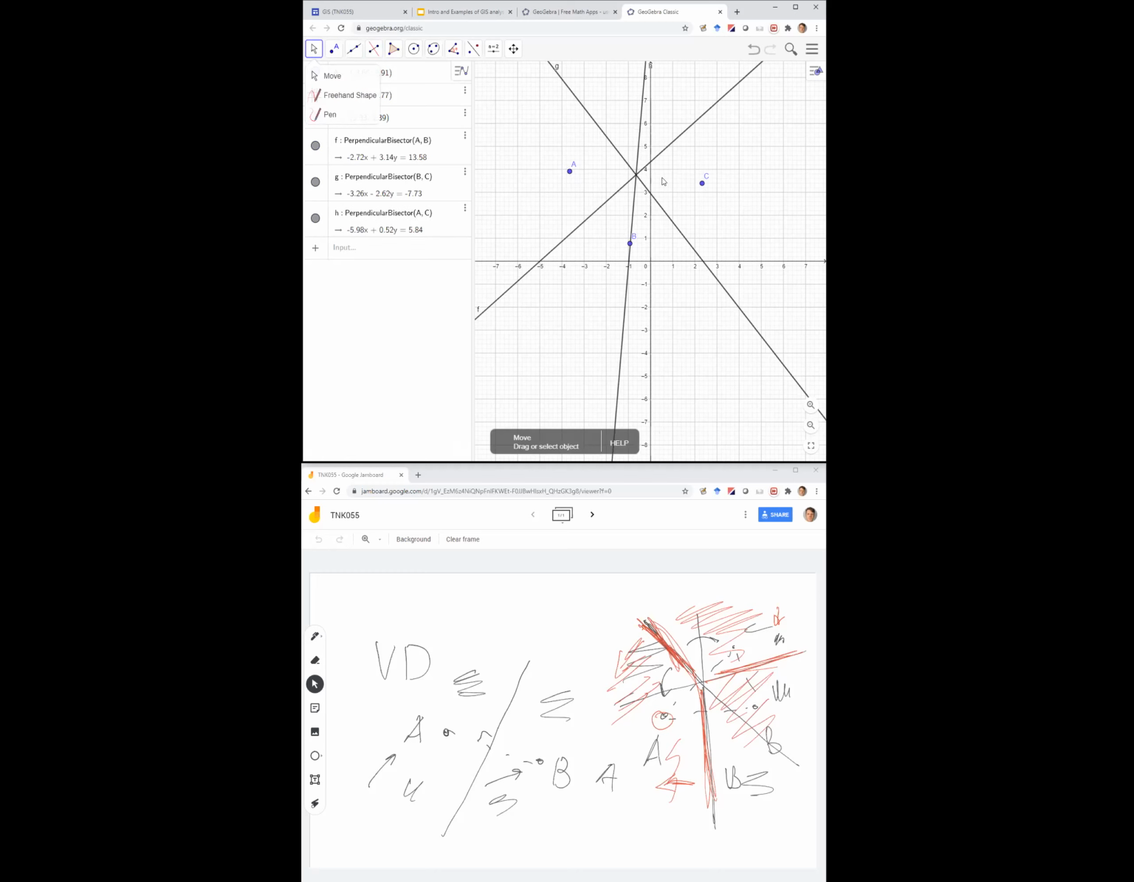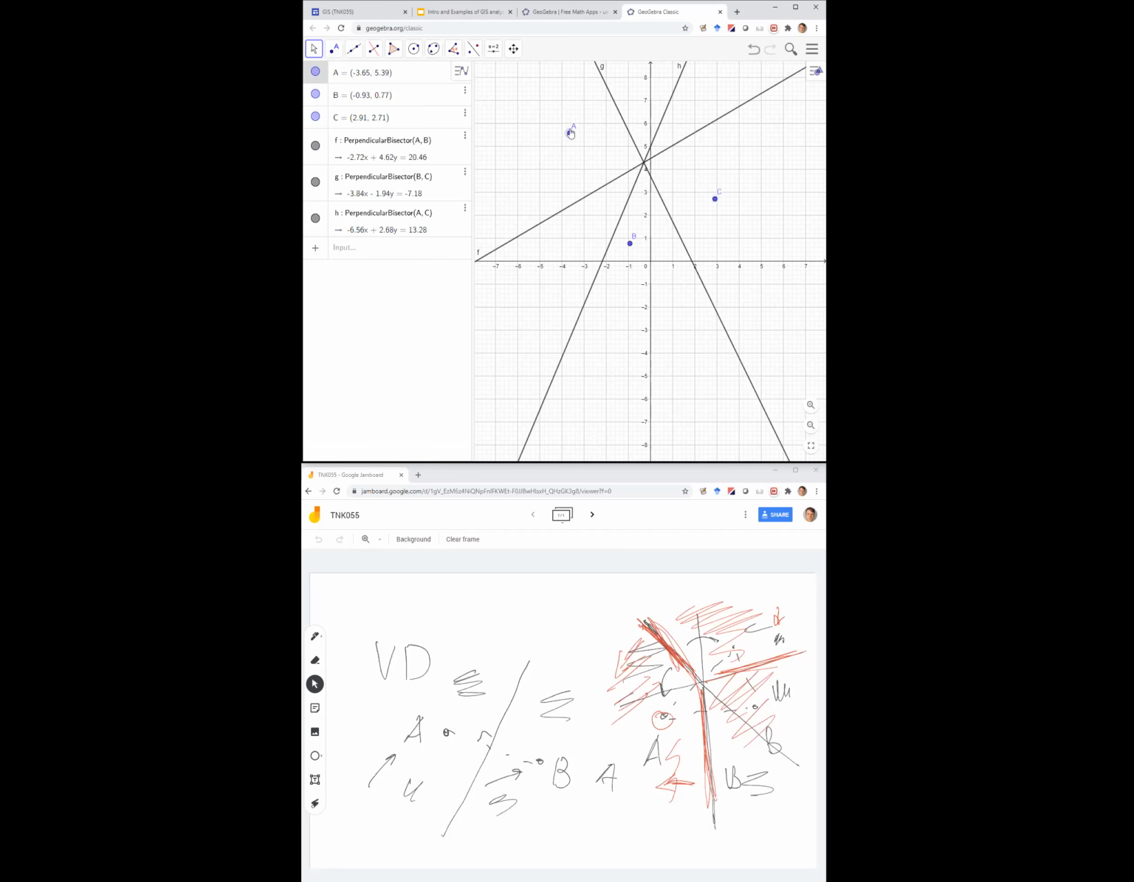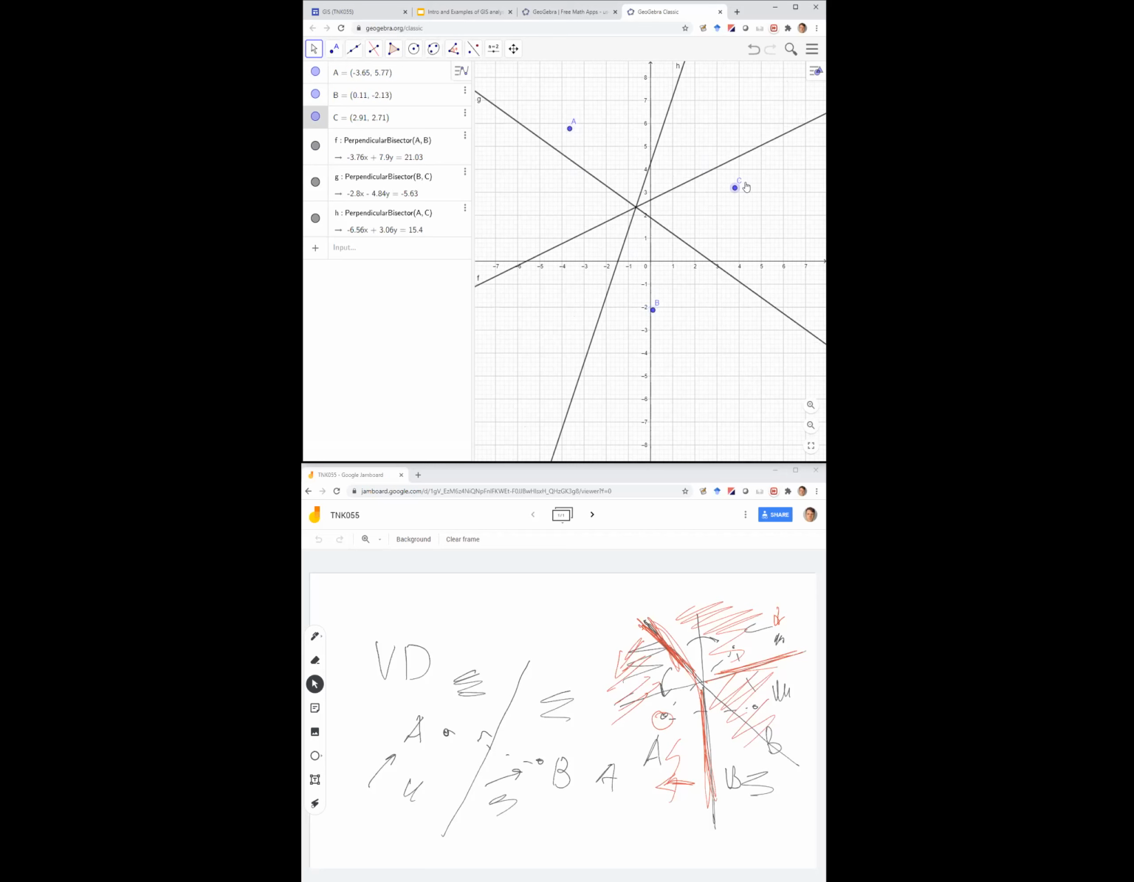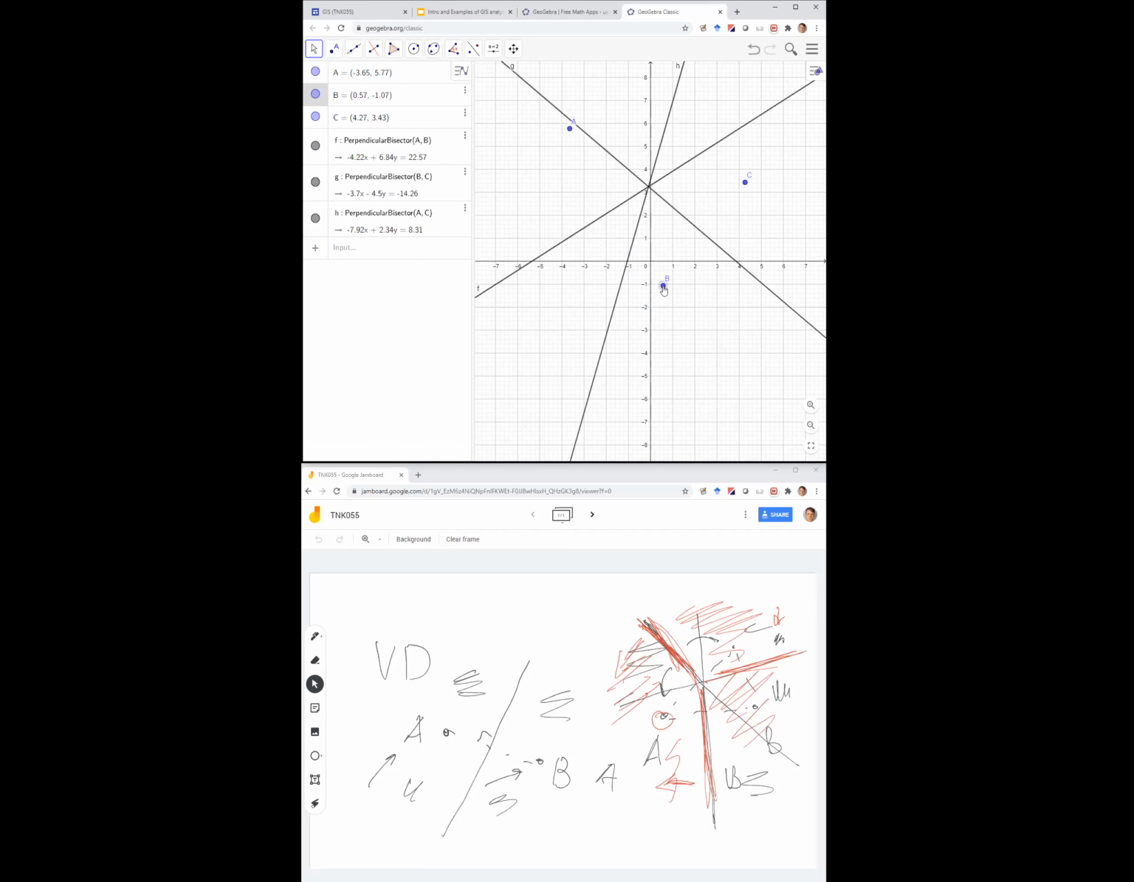And the three bisectors meet at a single point, just as I had on my picture in Gemboard. Why do they meet at the same point? I'll leave it for you to figure out. It's, again, elementary geometry. But anyway, you can move the points around. That's the cool thing about GeoGebra, things changing interactively. And you see that no matter where you put the points, the 3 bisectors meet at a common point.